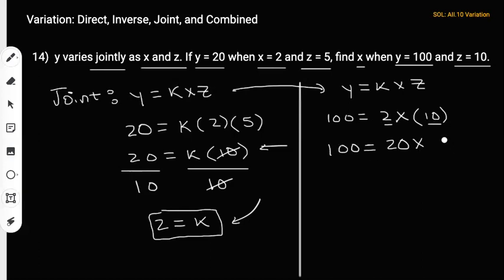So now to get x by itself, I need to get rid of this 20 right here. And I can do so by dividing both sides by 20. So I divide both sides by 20. The 20s will cancel on the right side, leaving me with x. On the left side, I have 100 divided by 20, and that's going to give me 5. And that's going to be my answer. X equals 5.